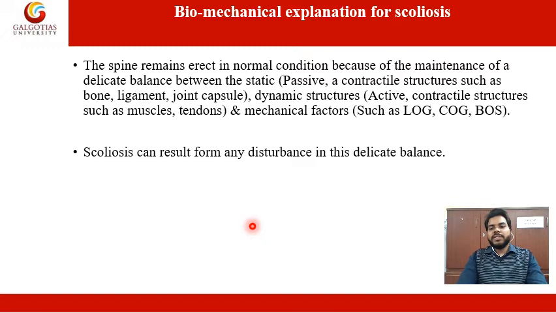A mechanical factor such as LOG, COG, and base of support. So line of gravity, center of gravity, and base of support are the mechanical factors affecting the scoliosis. Scoliosis can result from any disturbance in this delicate balance. So your static, dynamic, and mechanical, all the three act together. If there is a disturbance in any factor, that is mechanical, dynamic, or static, that gives you scoliosis or some amount of abnormalities to your spine.